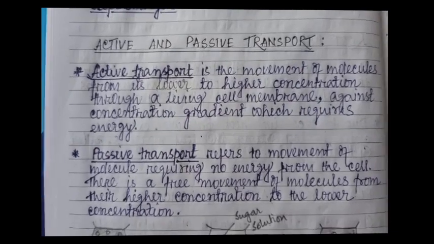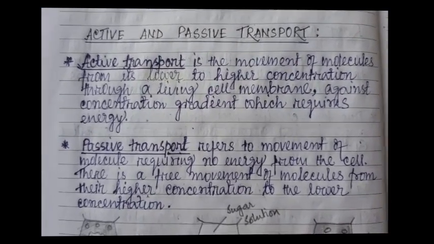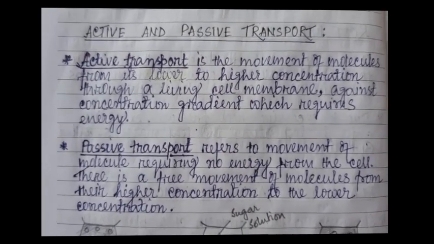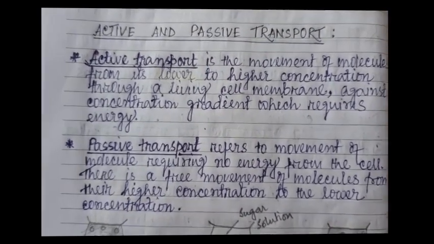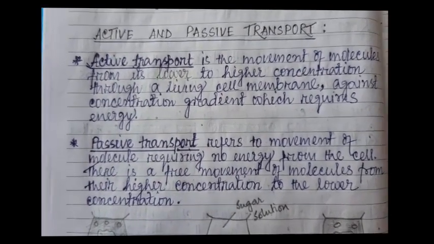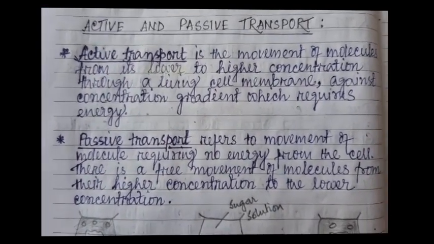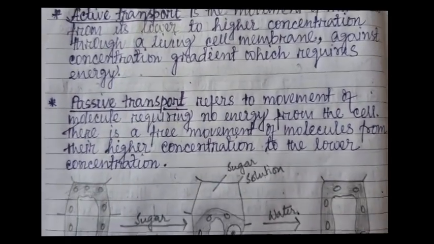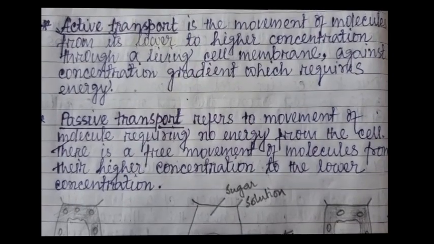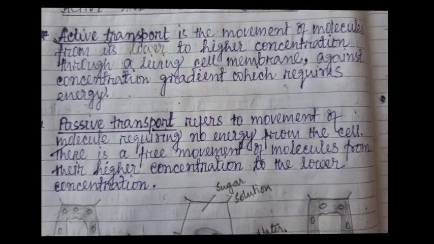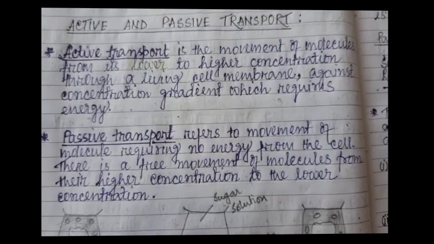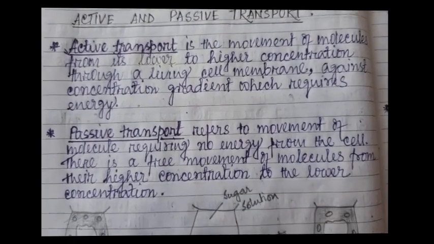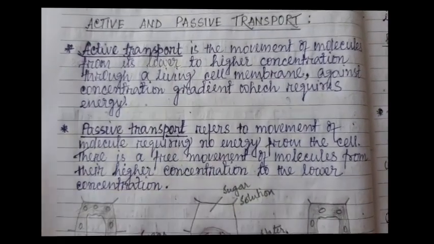Now, active transport is the movement of molecules from lower to higher concentration through a living cell membrane, against the concentration gradient, which requires energy. So, while studying active transport, we should keep in mind that it is against the concentration gradient, whereas passive transport refers to the movement of molecules requiring no energy from the cell. There is a free movement of molecules from higher concentration to lower concentration, as we have seen in diffusion.